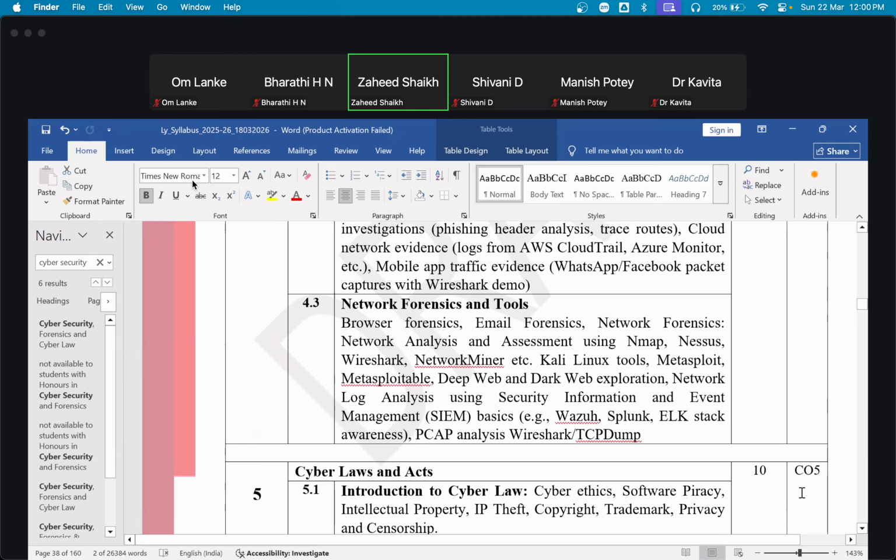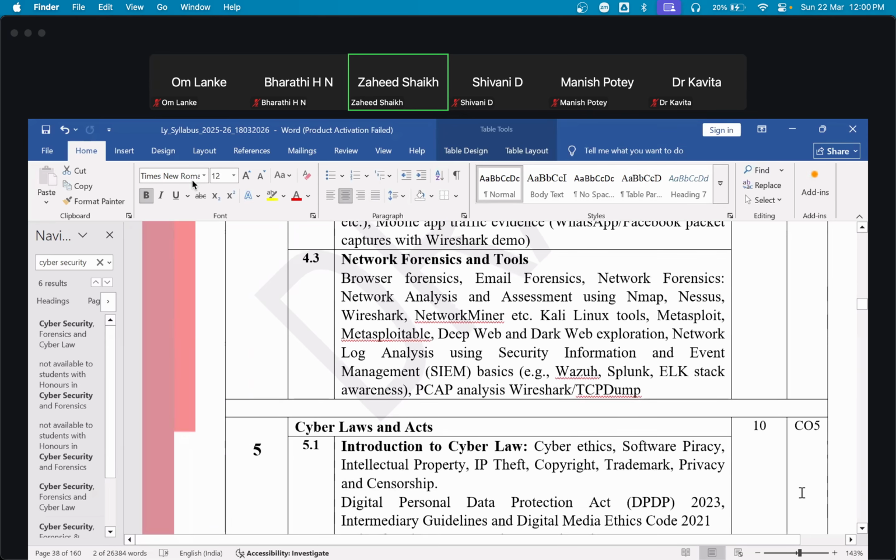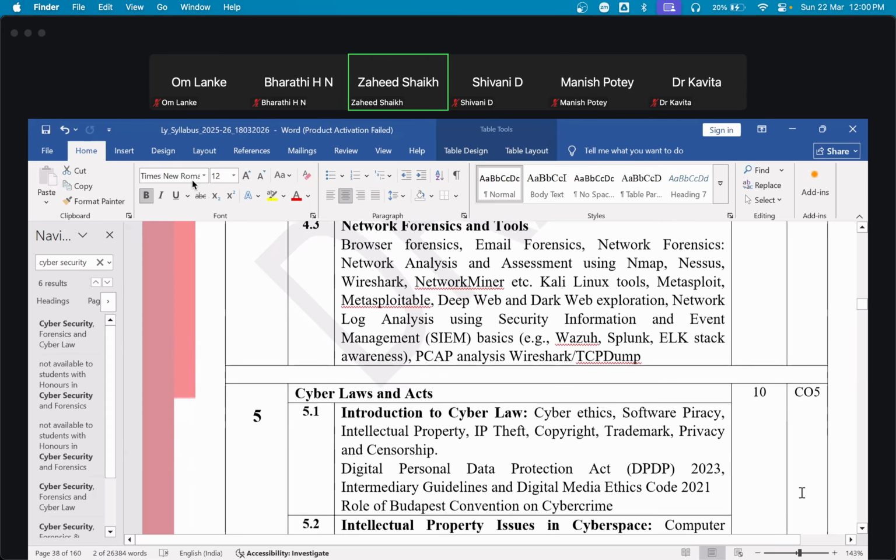For that, we have Module 4.3, which talks about network forensics and tools. More importantly, here we'll be referring to different industry standard tools such as NKS. We'll be learning about Wazuh, Splunk, and Wireshark. Then Kali as a forensic setup for different types of investigations associated with cyber crimes.